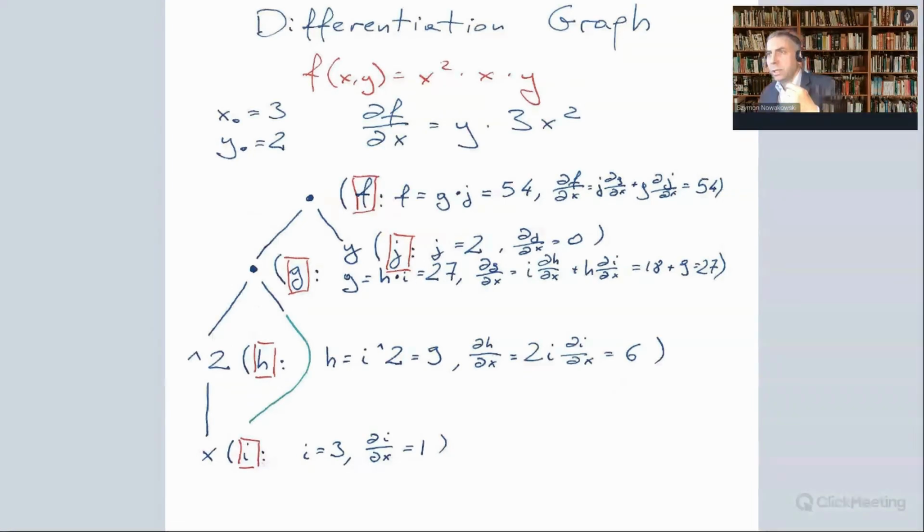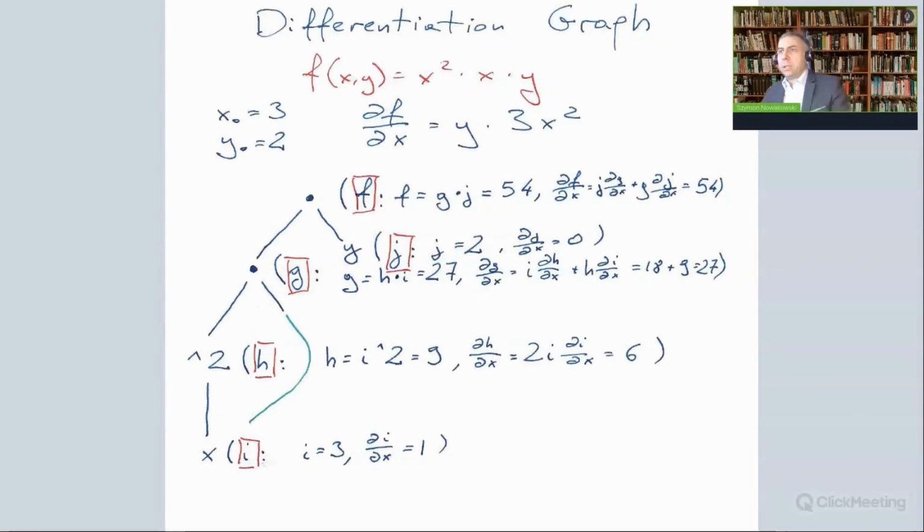So for instance, the value of H and the differentiated value of H is taken from H, 9 and 6, and the value of I and the differentiated value of I can be taken from this node just below the multiplication, which is this. So you take the 3 and 1, and when you do this simple calculation, you arrive at 18 plus 9, which is also 27. But this is just an accident that they match. They do not need to match in principle.